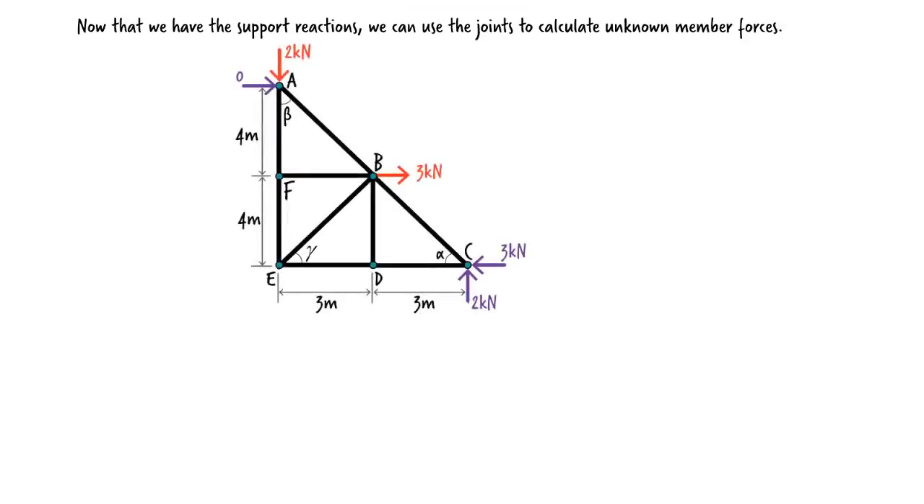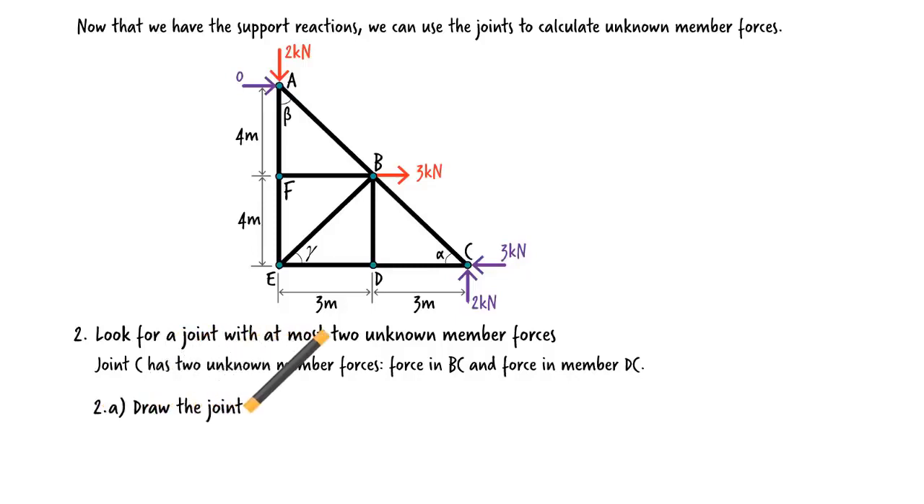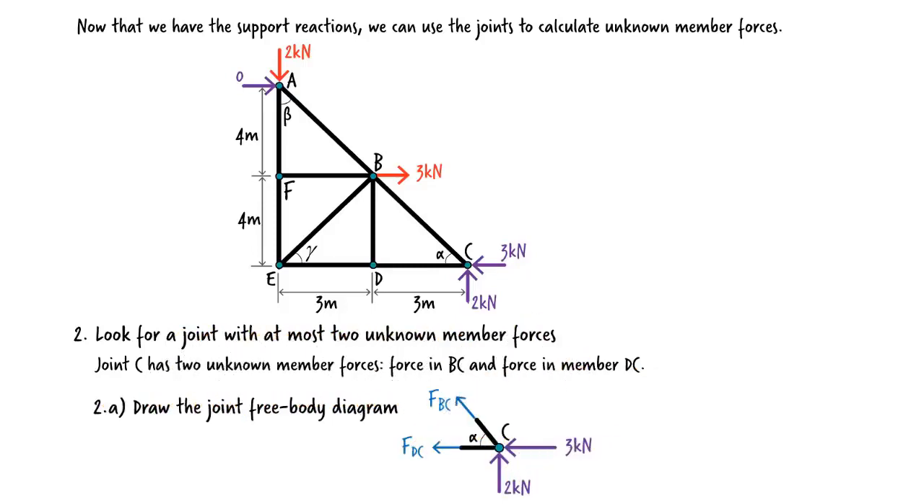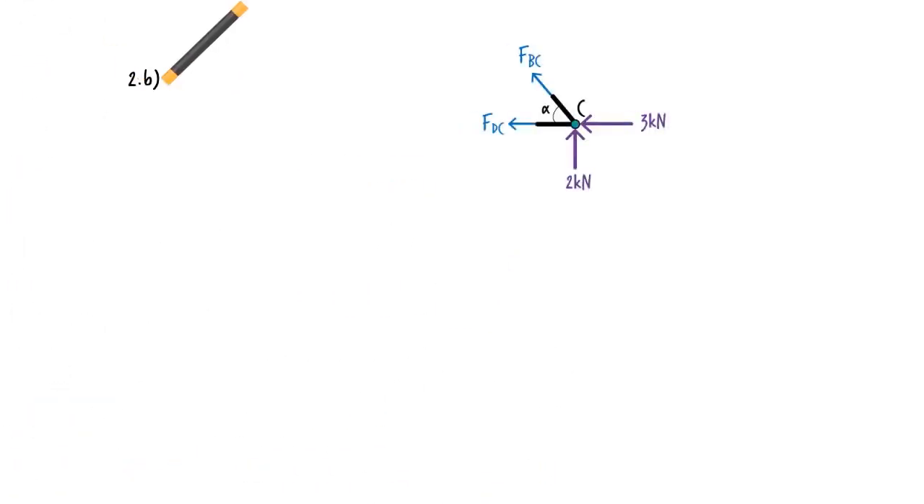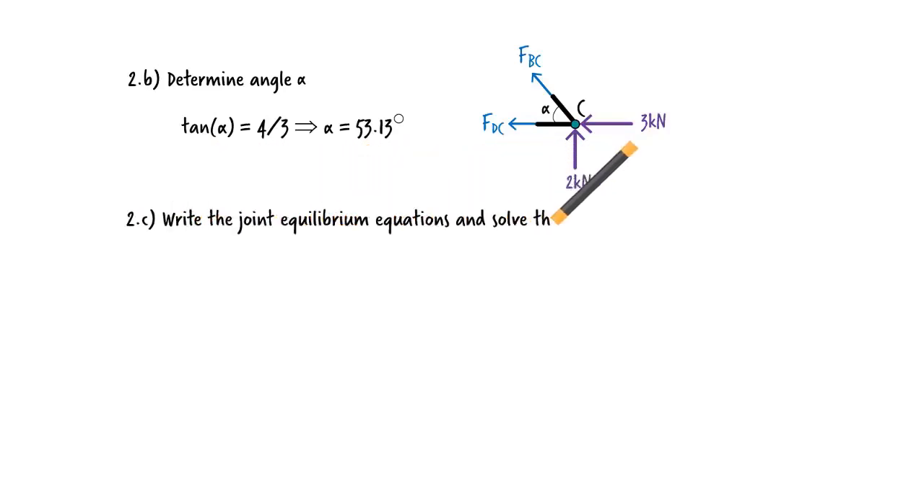We start by identifying a joint with at most two unknown forces. At joint C, we have members BC and DC, both having an unknown force. Let's draw the joint's free body diagram. Here we need to determine angle alpha. Now we can write the joint equilibrium equations.